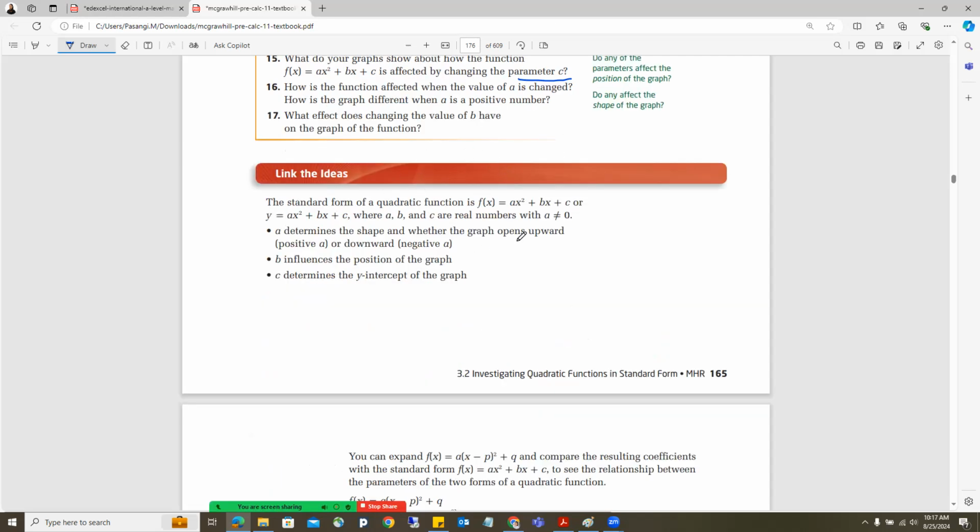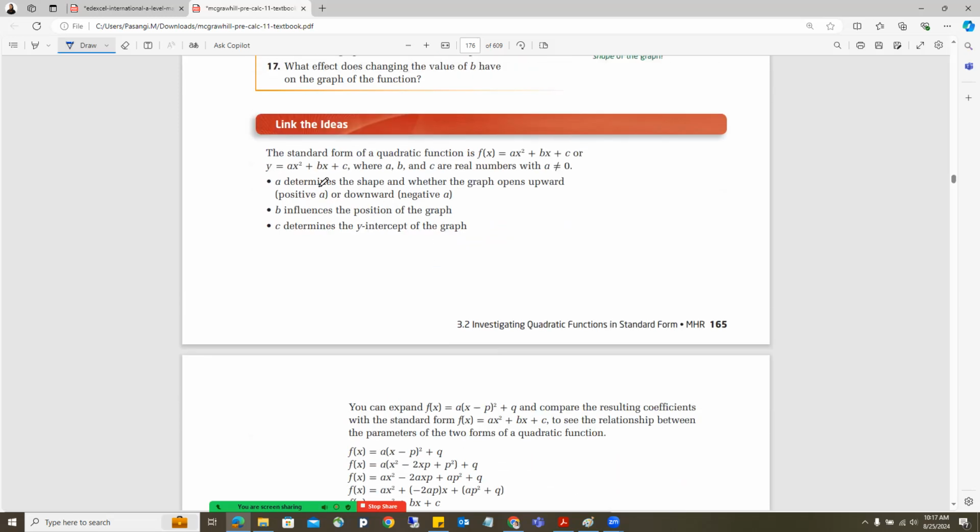Now we are going to link these ideas to the theory. The standard form of a quadratic function is f(x) equals ax squared plus bx plus c, or y equals ax squared plus bx plus c, where a, b and c are real numbers with a not equal to 0. As I already told you, this coefficient a should not equal 0. Why? If it equals 0, then this is not a quadratic equation because this entire term will be cut. Then this will be converted to a linear equation.